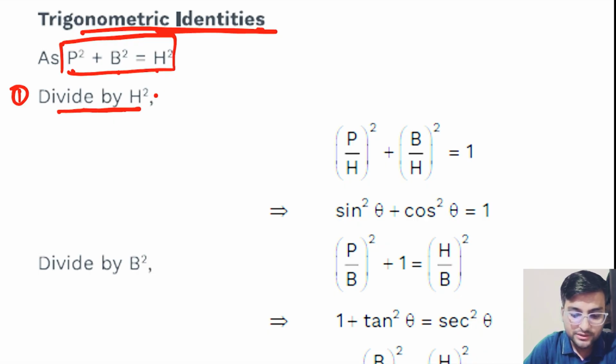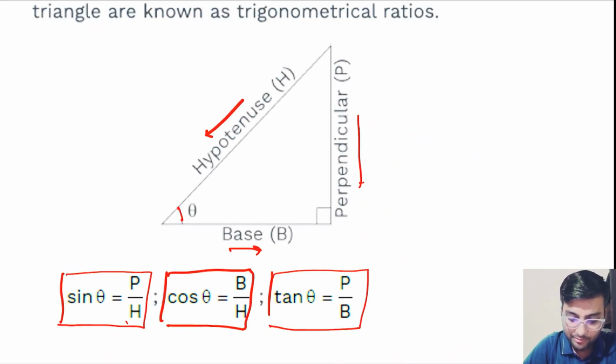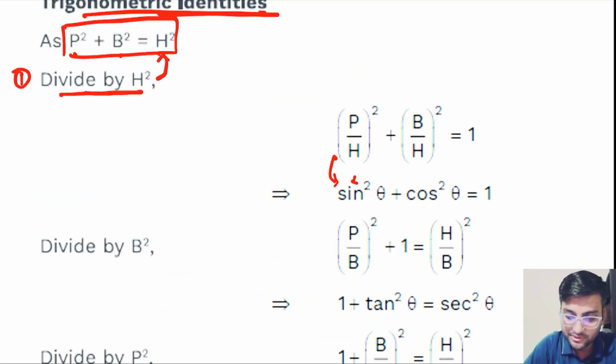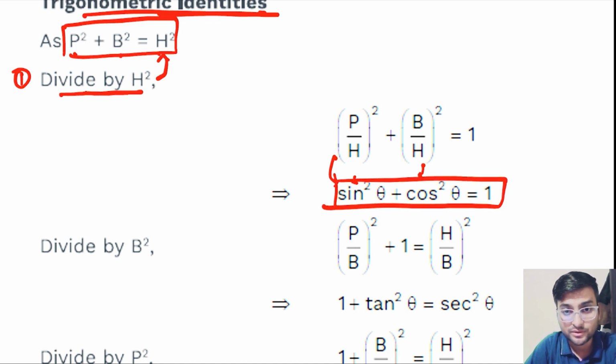Okay, so I divide this equation by h square on both sides. When I divide by h square, we get this value, and according to the previous slides, sin theta becomes p by h, cos theta becomes b by h, and tan theta becomes p by b. So this becomes sin square theta, this becomes cos square theta, and 1. So this is the first identity, sin square theta plus cos square theta is equal to 1. This is the first equation.